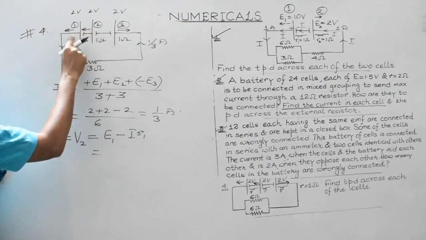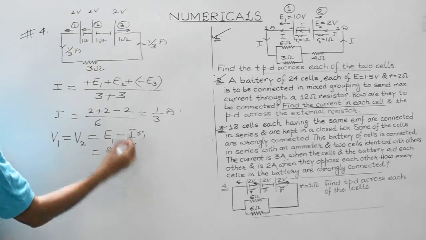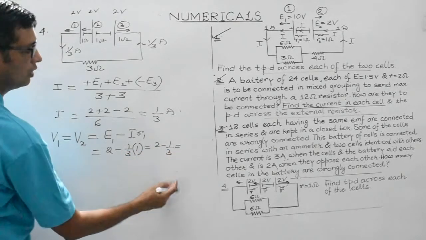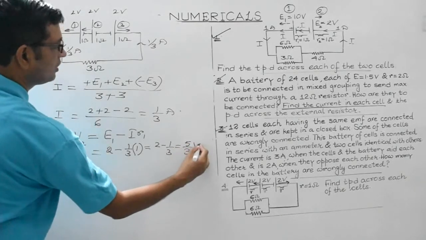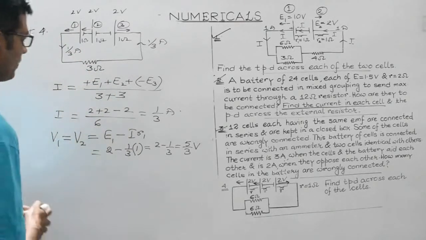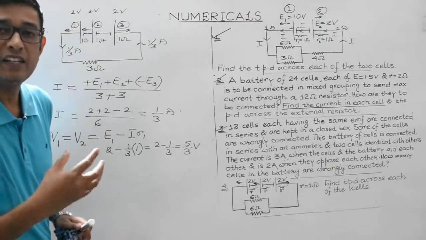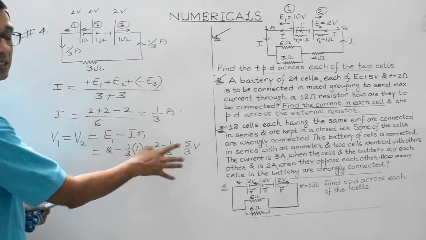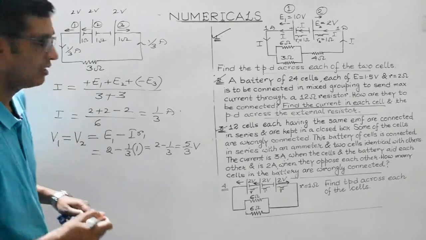What is the EMF of these 2 cells? There is 2 volt. What is the current flowing through each of this cell? 1 by 3. What is the internal resistance? 1. So it will be equal to 2 minus 1 by 3. So 6 minus 1, that is 5 by 3 volt. This is the TPD, which obviously is less than that of 2 volt. Clear, students? So in this case, the current is leaving the positive terminal and it is entering the negative terminal. So TPD across the terminals of the cell should be less than that of its EMF. So 5 by 3, it's about 1.67 volt, which is less than 2 volt. So it validates that theoretical fact, isn't it?